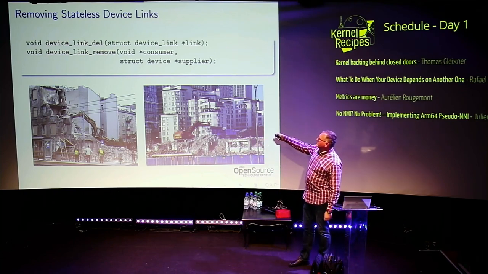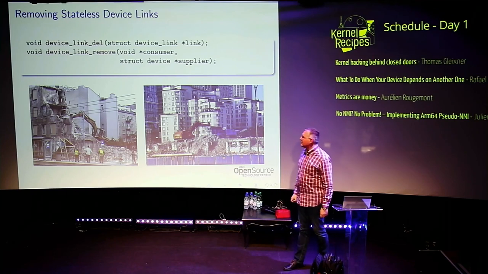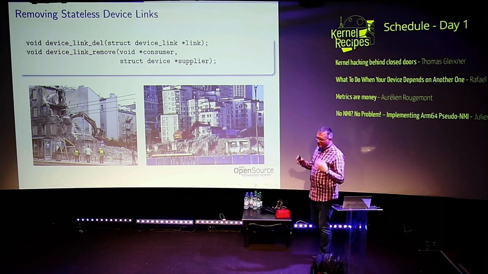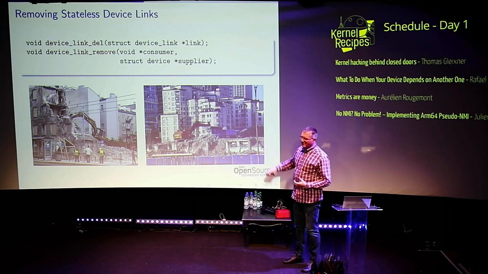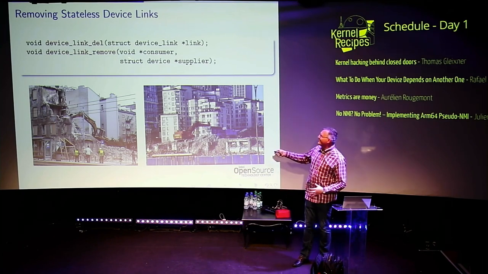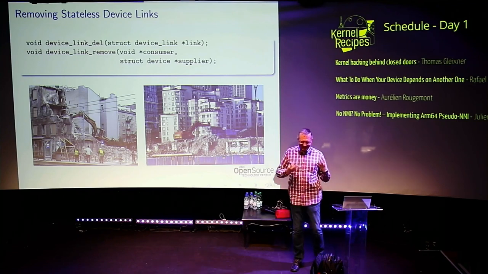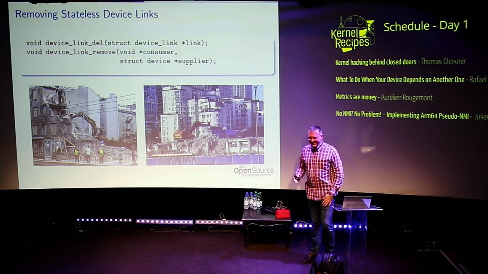The only difference is that if you happen to be storing the link pointer somewhere for some reason, you can use this variant. If you just have consumer and supplier pointers, you can use this. I'm not sure why void is here, to be honest. Somebody else added that function. I was reviewing this patch. I didn't notice the void. It is there, right? But I need to fix it.